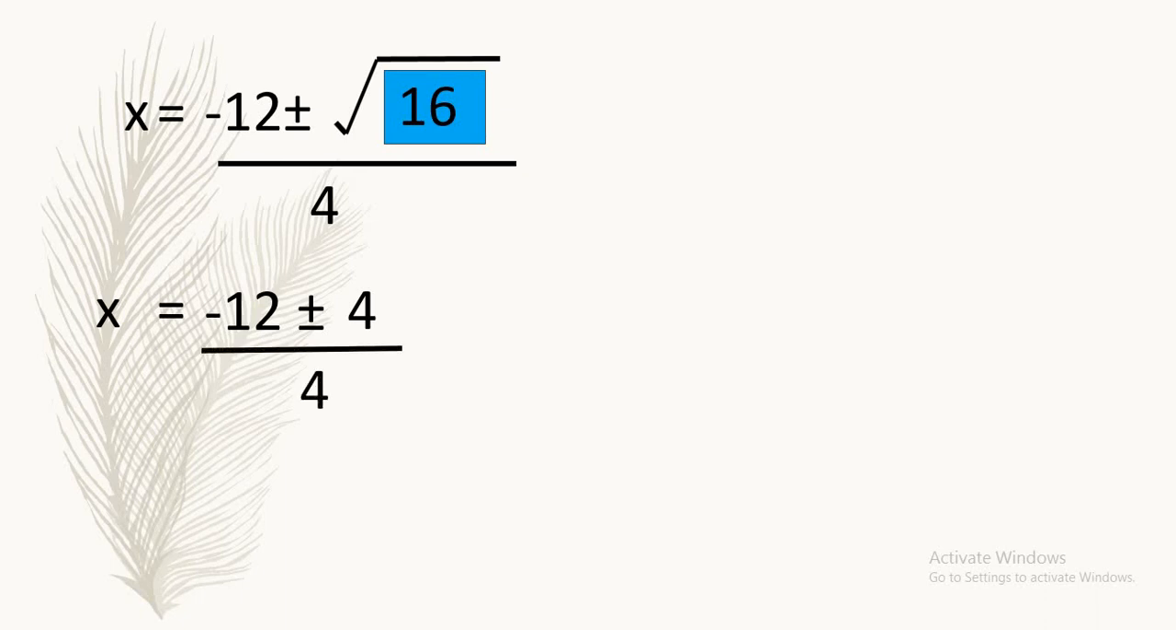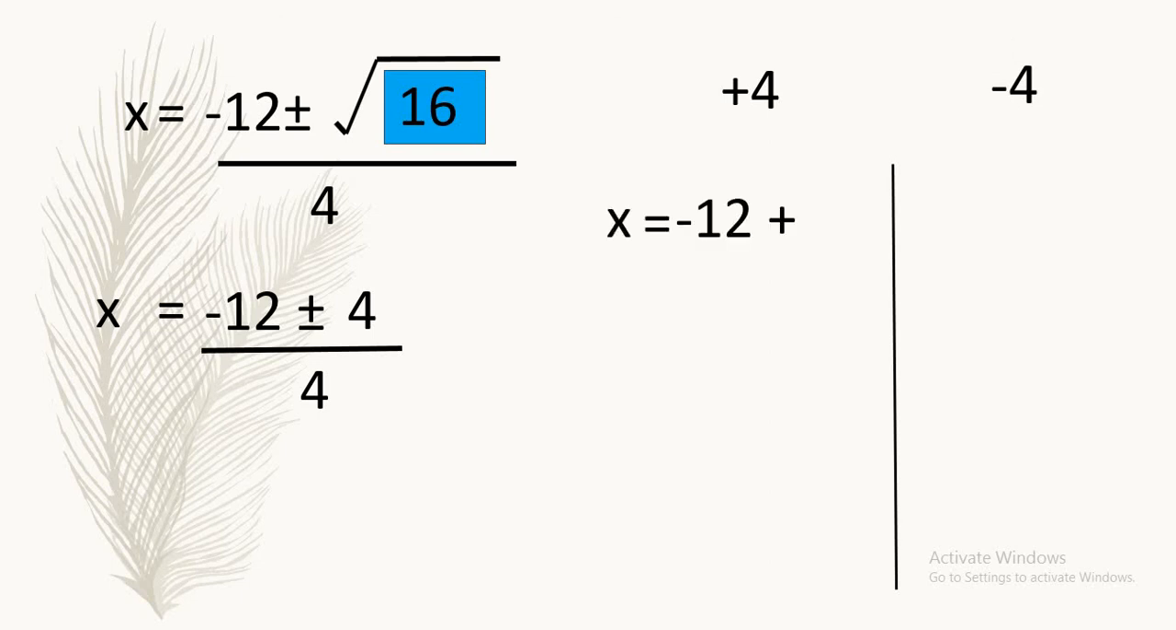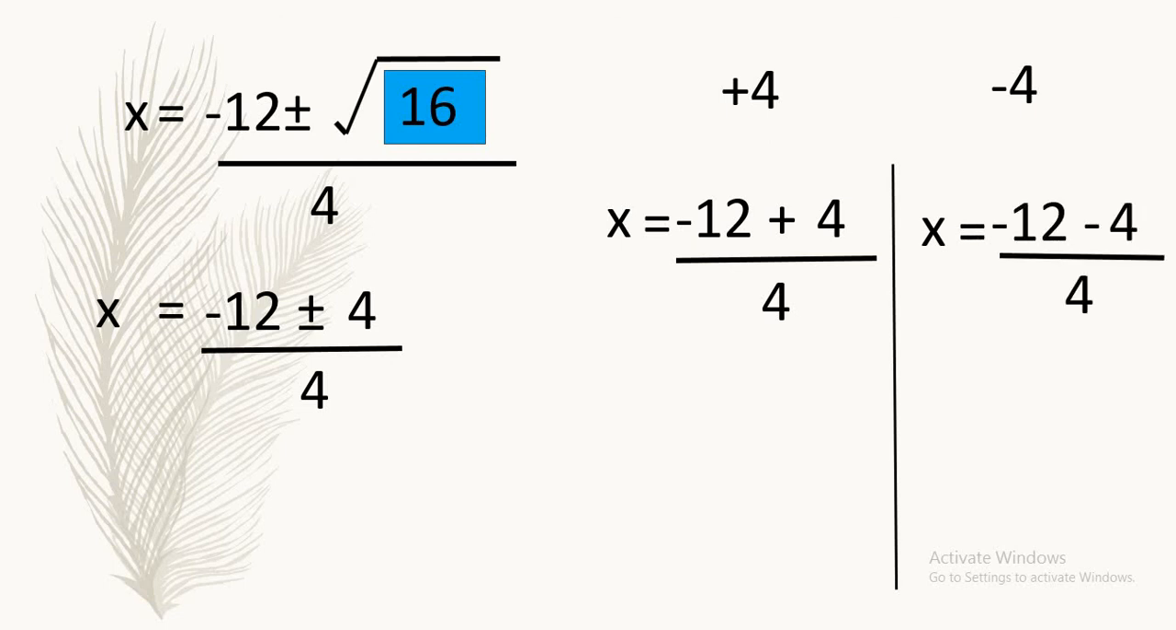So we will now simplify it in two ways, the positive 4 and the negative 4. So we have x is equal to negative 12 plus 4 all over 4, and x is equal to negative 12 minus 4 all over 4. Let's start solving it. Negative 12 plus 4 is negative 8, all over 4. So our answer is negative 2.